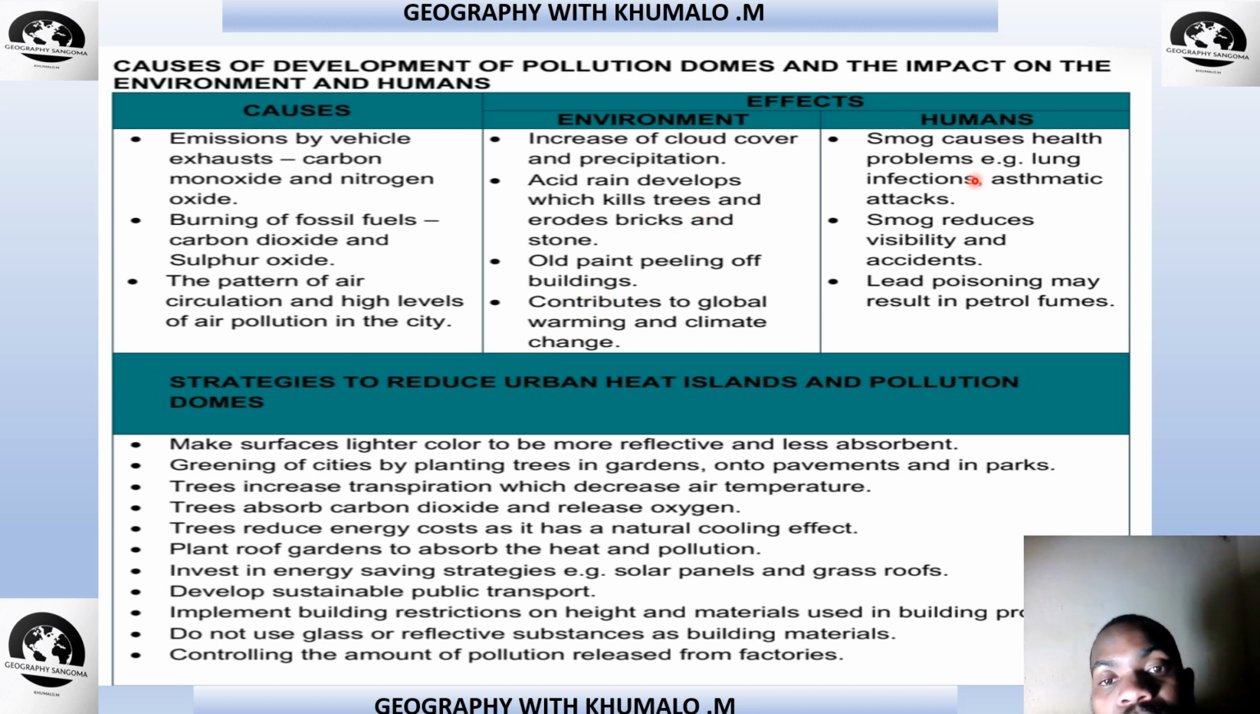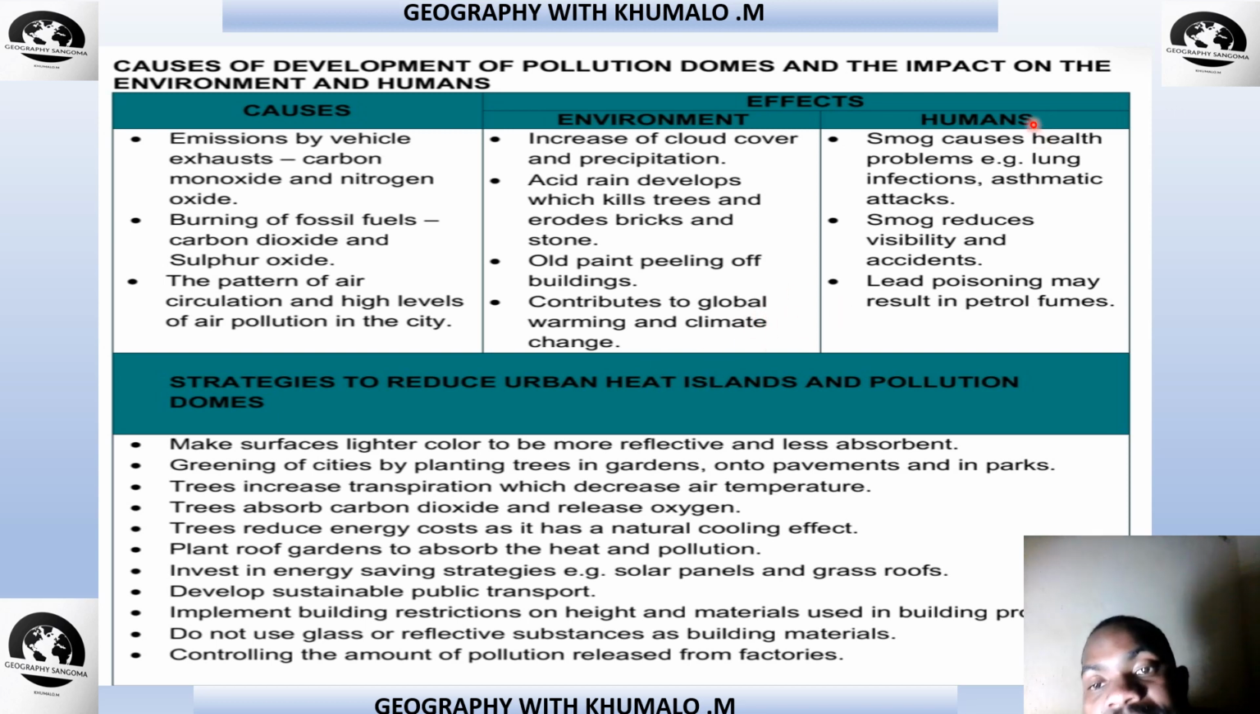And then the effects on the environment: there is an increase of cloud cover and precipitation. Acid rain develops, which kills the trees and erodes bricks and stones. Old paint peels off. Yes, have you ever seen in your house, grade 12, when the paint on the wall becomes brown? It is because of acid rain, which is caused by this pollution dome. Sometimes you see that your paint is coming off the wall, then we say it is peeling off. It also contributes to global warming and climate change.